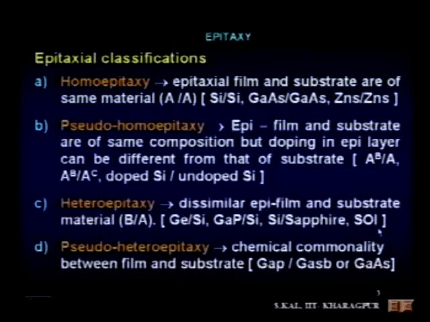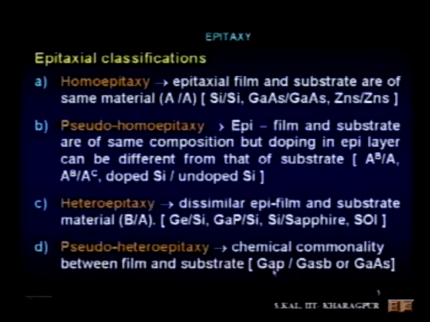The substrate is on insulator and silicon you are growing on that. Okay. And the last category is pseudo heteroepitaxy. Here again chemical commonality between film and substrate is there, but materials are different. Here this class is not similar to pseudo homoepitaxy.